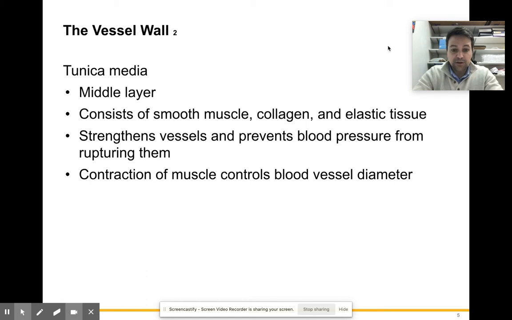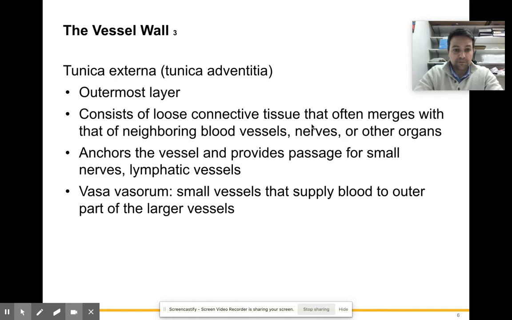The contraction of the muscle in the tunica media is going to control the diameter of that vessel. So that constriction or dilation is controlled by the contraction of that muscle inside of the blood vessel. The tunica externa, which is the outermost layer, is going to consist of loose connective tissue, which merges with neighboring blood vessels, nerves, or other organs.